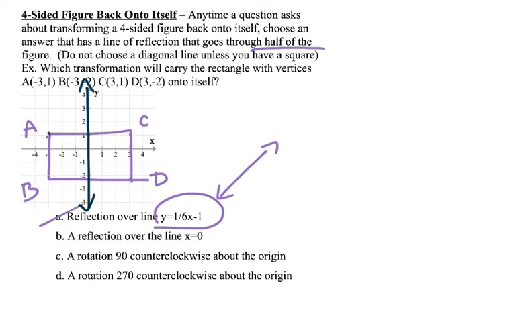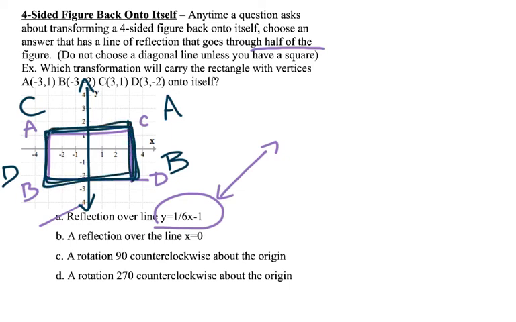So if you were to reflect A, it would actually become C, and C would become A. B would be reflected to be D, and D would be B. So it would end up looking like this. But do you see how it's the exact same figure? It's just labeled with different vertices. It's back onto itself. B is the answer.